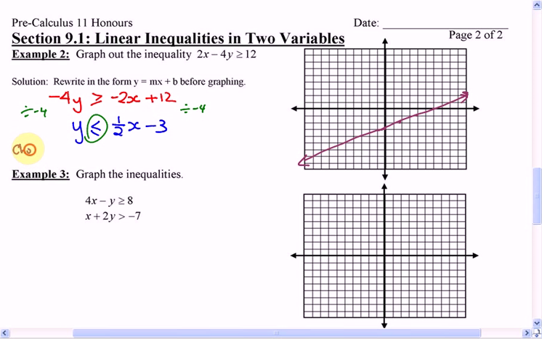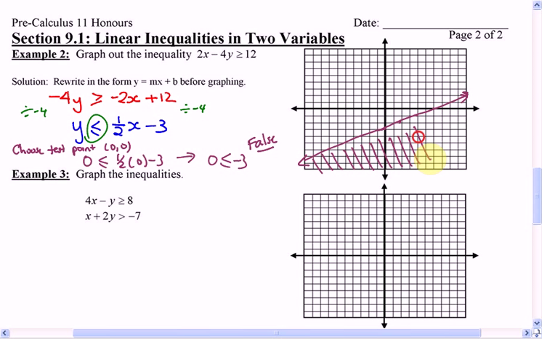So choose test point of 0, 0. So 0 is less than or equal to 1/2 times 0 minus 3. That transforms into 0 is less than negative 3. That is definitely false. So which side do I shade in? The side not containing 0. That's just way down here. Done. Okay. You'll be given questions where you have to actually graph out inequalities as well.